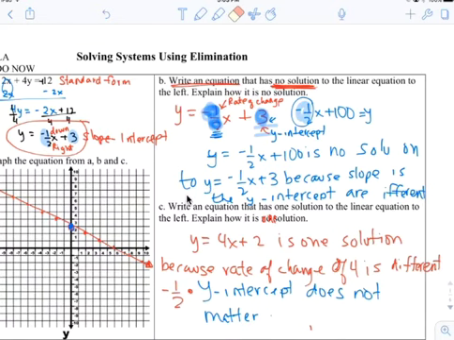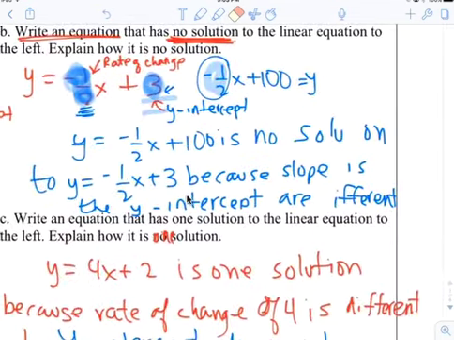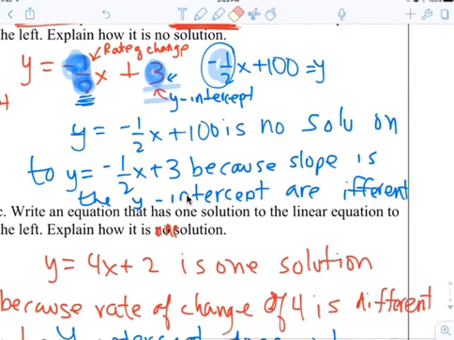Okay, this is your homework tonight. What I notice is that you need to put the y is no solution. Oh, didn't come out right or something. To this because the slope is the same.